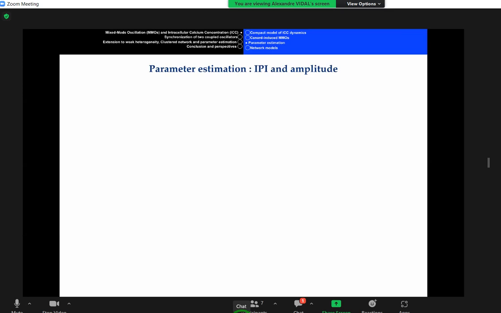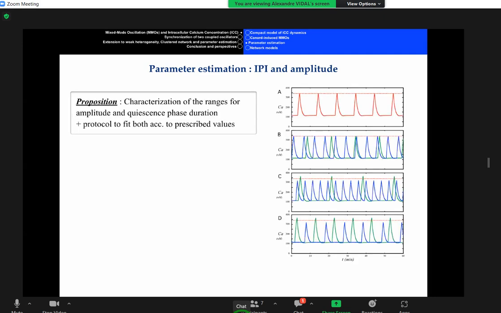So the second step from this single 3D system that we have developed is the parameter estimation to calibrate the interpeak interval and the amplitude, that are mostly the more important thing in deciphering the ICC time series in a network. And so we have a proposition, theoretical propositions that I have summarized here.